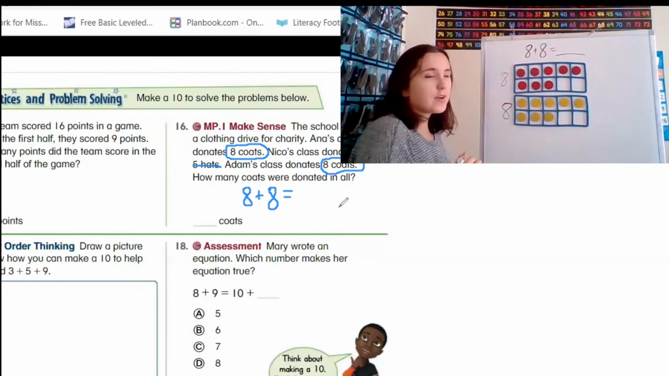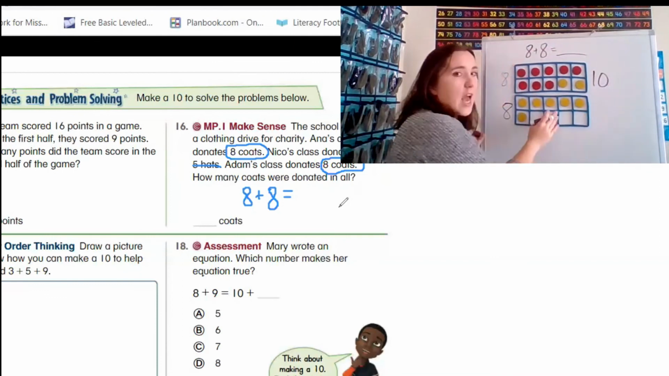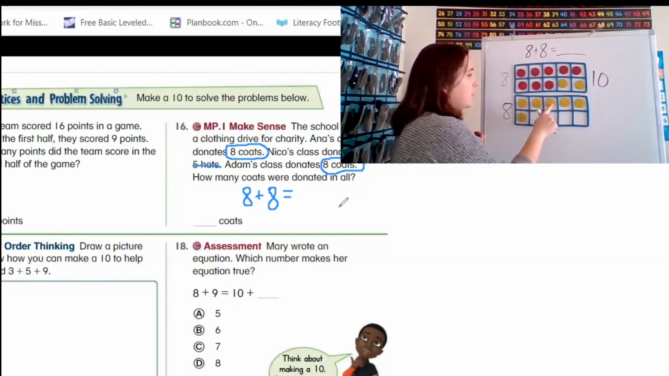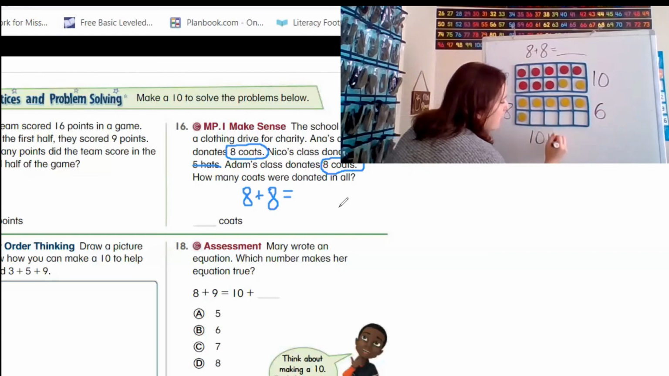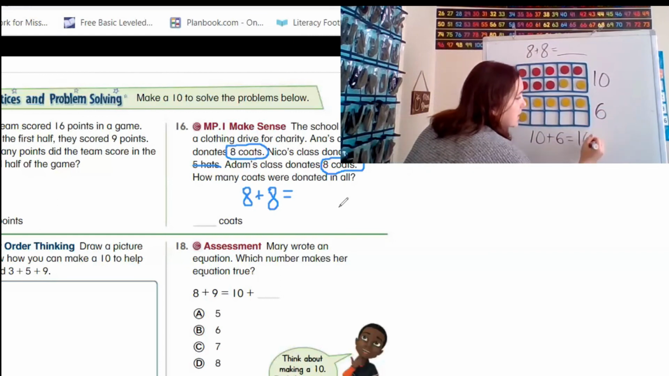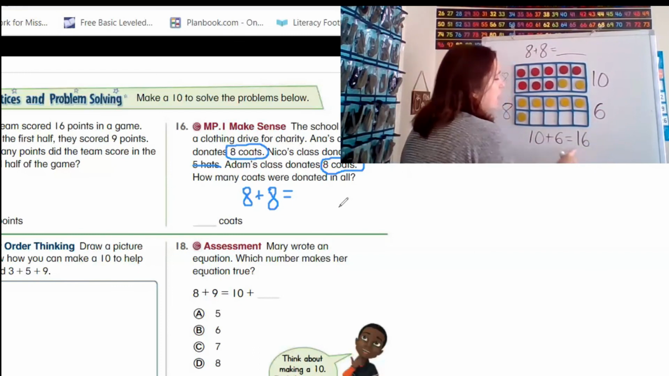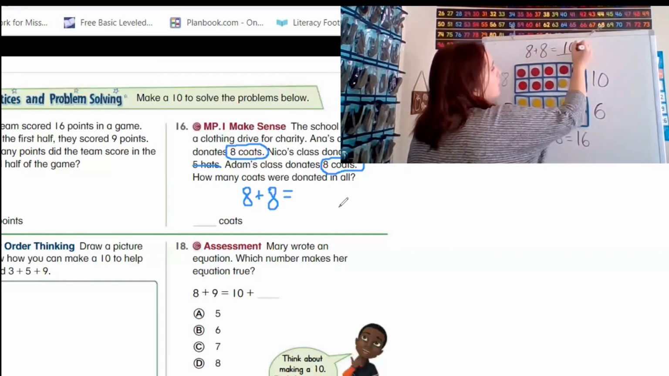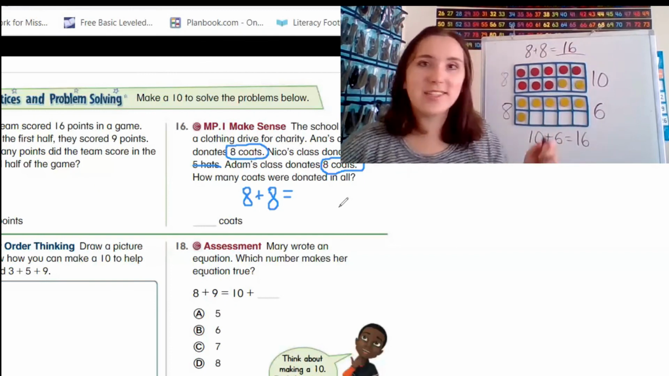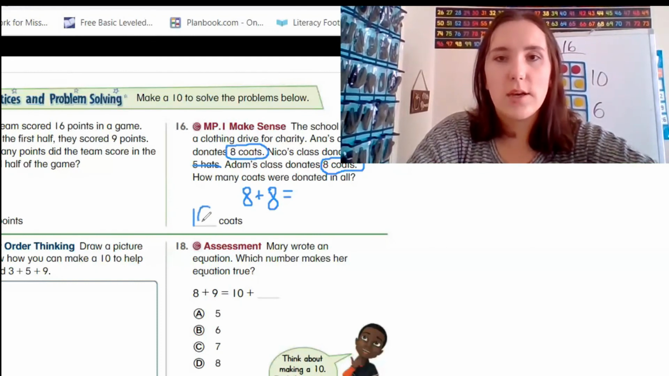Let's fill in the top 10 frames. So we're going to move 2, right? Here's 1, 2. So now this one's full. It shows 10. And then how many does this 10 frame show? 1, 2, 3, 4, 5, 6. So my new problem is now 10 plus 6 equals 16. So 10 plus 6 equals 16, which means that the number of coats, 8 coats plus 8 coats, is also a total of 16 coats because our counters did not change. So they donated 16 coats in all.